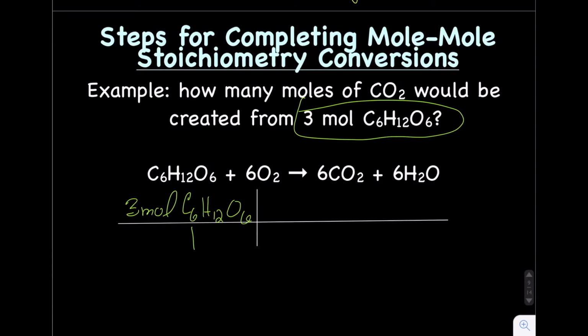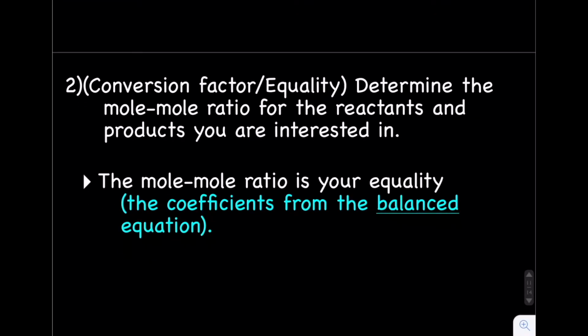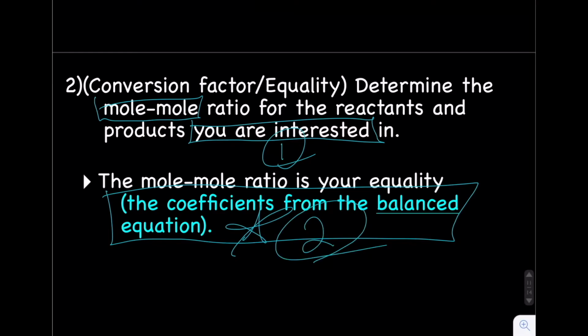All right, step 2 is also the same. Our step 2 is we're going to use our conversion factor or equality to determine the mole-mole ratio. So that's the thing we learned recently, right? Our mole-mole ratio for the reactants and products you're interested in. This is important. You're going to have to go back and really look at the equation to see what we're interested in. And the mole-mole ratio is now going to be our equality, just like we were using 1 mole equals 6.022 times 10 to the 23rd, which we're not going to use this time, but same idea. And remember, this is important, the coefficients come from the balanced equation. So we've got to first find what we're interested in, and then look at the balanced equation to find our equality.